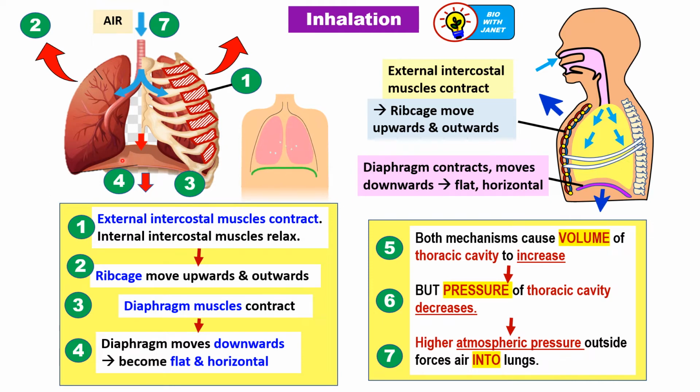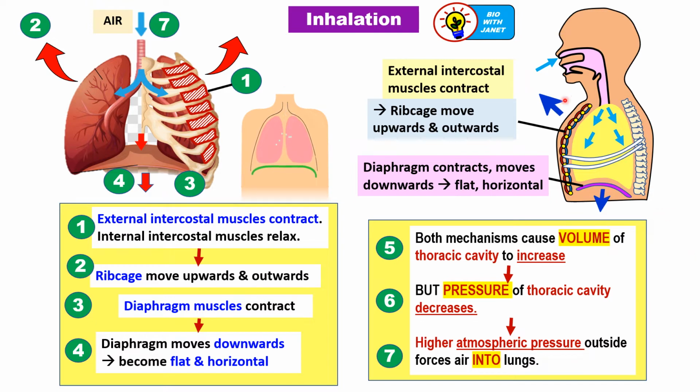So both mechanisms cause the volume of the thoracic cavity to increase. That is the action of the ribcage and the diaphragm. But the pressure of the thoracic cavity, or air pressure in the thoracic cavity, decreases. Thus, the higher atmospheric pressure outside will force the air into the lungs. Okay? So if you're not sure what goes on in inhalation process, just try it out yourself using your own model, your own lungs, ribcage, and diaphragm.